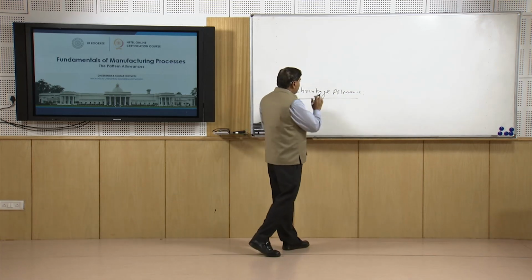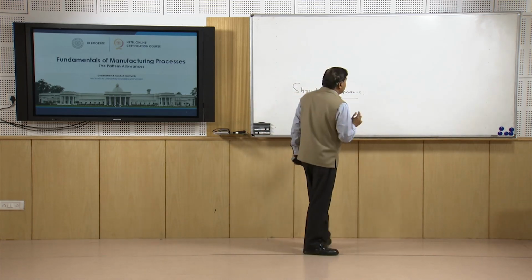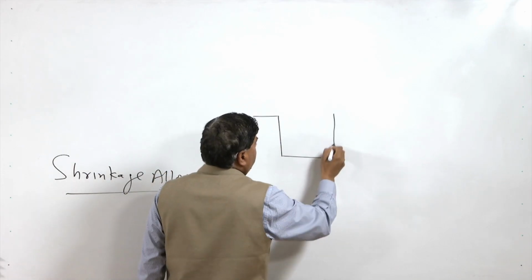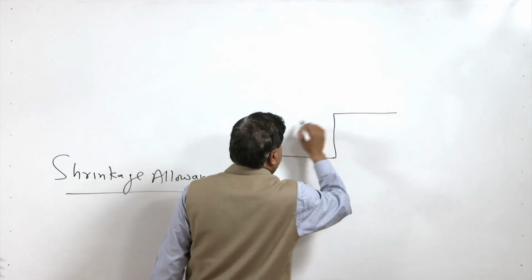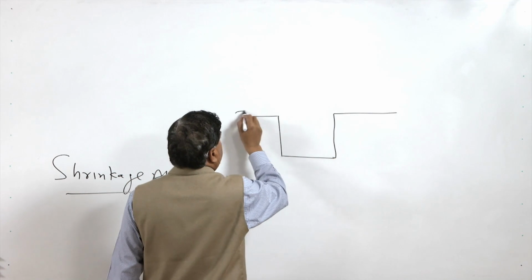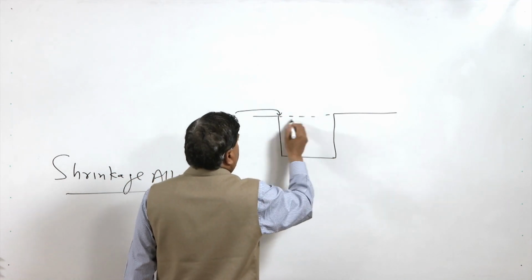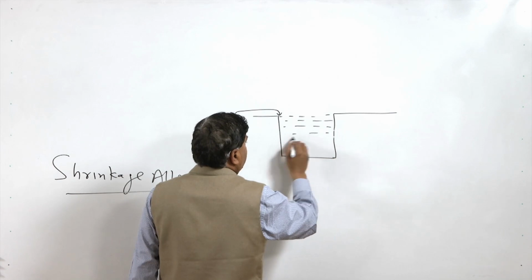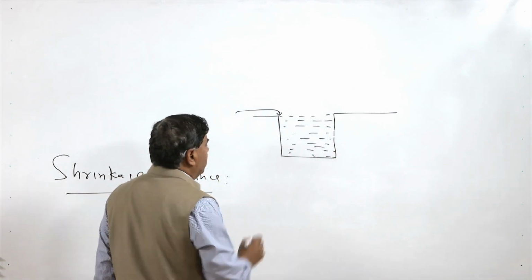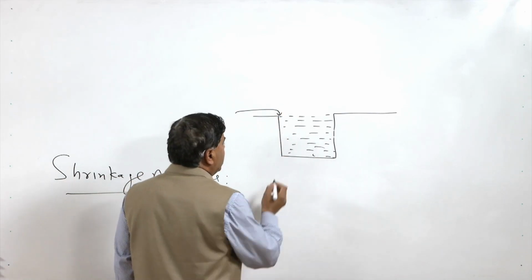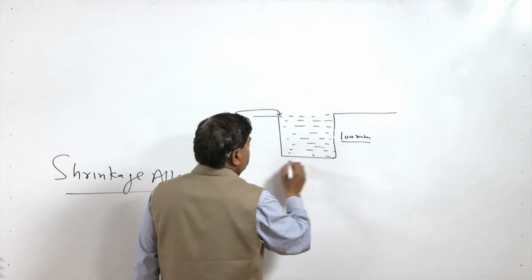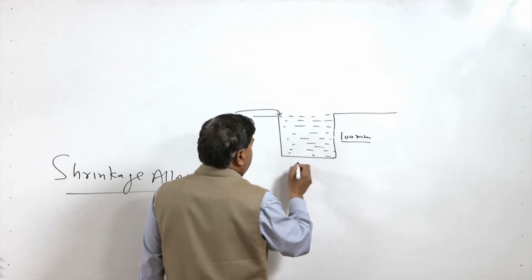So, to understand the shrinkage allowance clearly, we need to see how the castings are made. Say we need to prepare first the pattern and then the mold cavity. If the mold cavity has been prepared, then after pouring the molten metal in the mold cavity, it will be shrinking. So, let us see the molten metal, when it is filled in the mold cavity, say it is of the dimensions 100 mm in height and 100 mm in width.